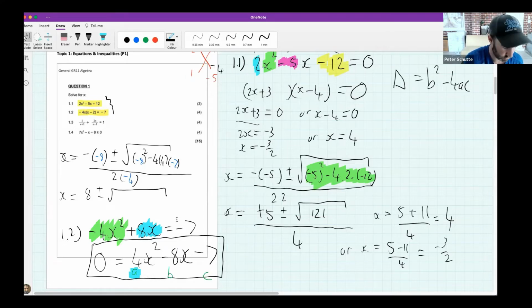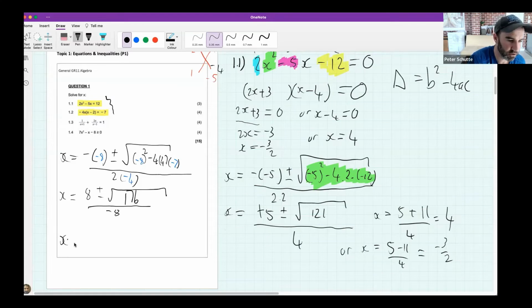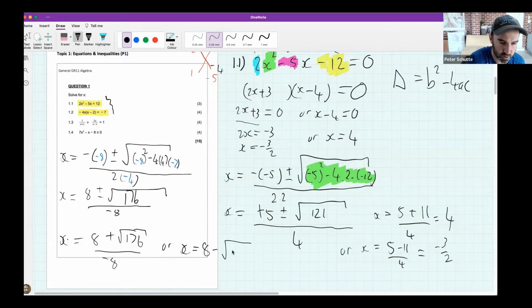So -4 times 4 times -7. Did you guys get 176 over -8 over there? Let's just move this out the way. And so then my final answer is going to be x is 8 plus the square root of 176 over -8, or x is going to be 8 minus the square root of 176 over -8.